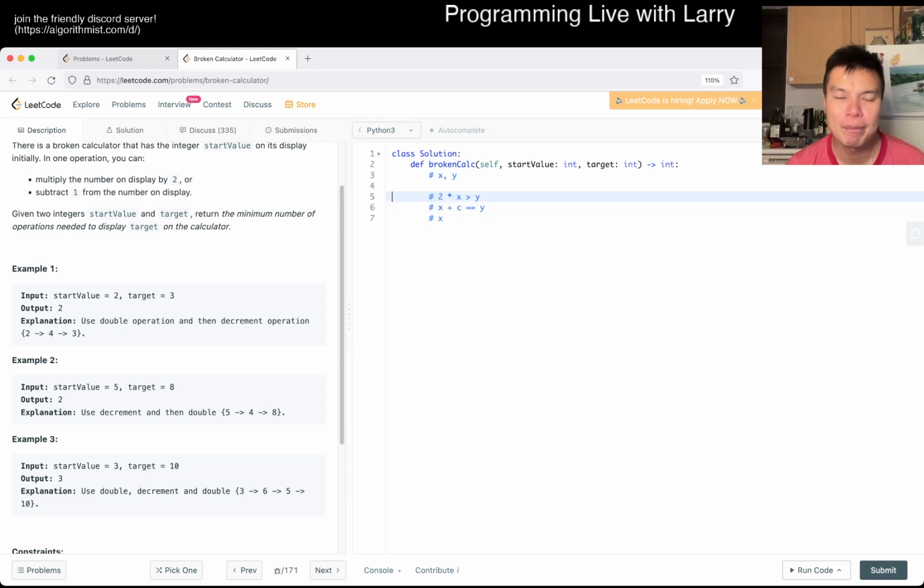So I think I have the idea, but now I'm trying to prove it, right? Let's say this is the case. That means that x plus c is equal to y. That means that you only have two ways you can do it, right? Either you subtract c, which takes c operations, or you do something like x divided by 2, which takes one operation.